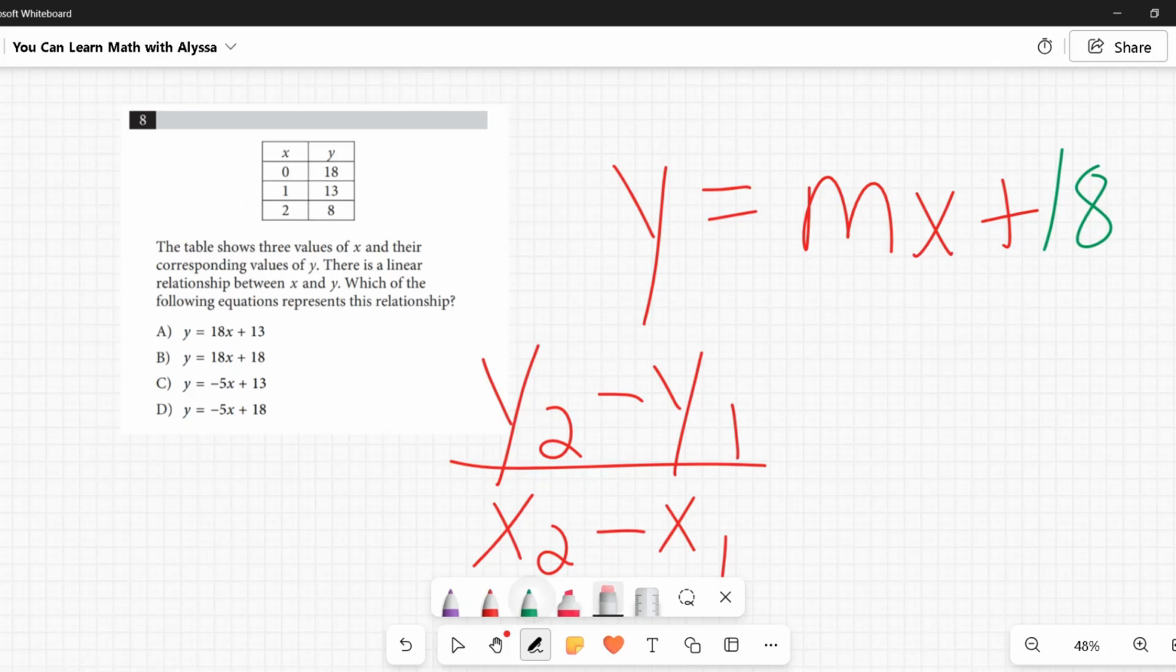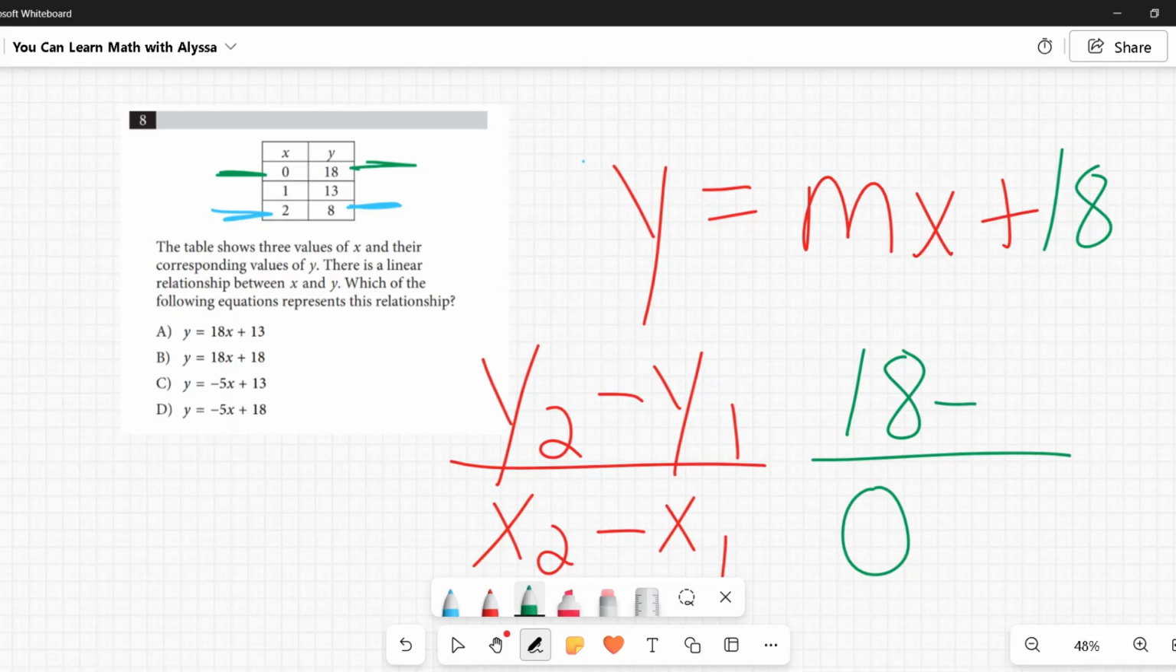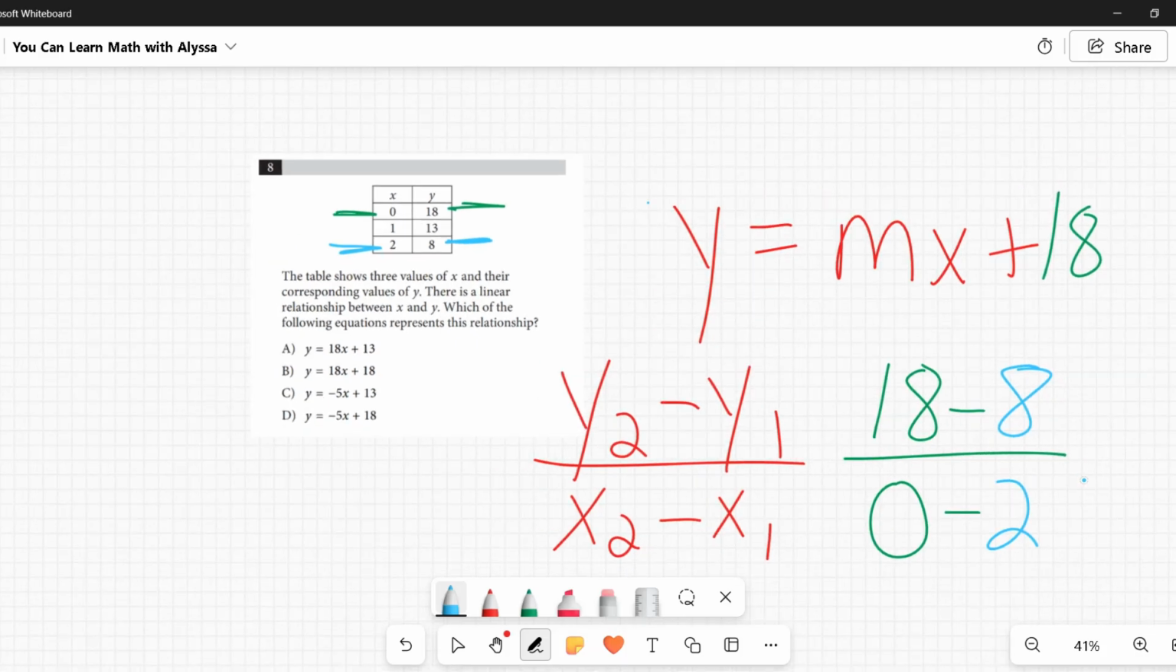Now I'm going to color code it to make it a little easier to see. I'm going to pick this first one, and I'm going to write it in green. I'm going to pick the third one, and let's make it baby blue. So the first one, 18 and 0, is going to be my first point, green. The 18, the y, goes on top. The 0, the x, goes on the bottom. And I'm going to be subtracting, because that's what my formula says. Then I take the second point: 8 for the y, 2 for the x. So 8, that y, goes on the top, and 2, the x, goes on the bottom.